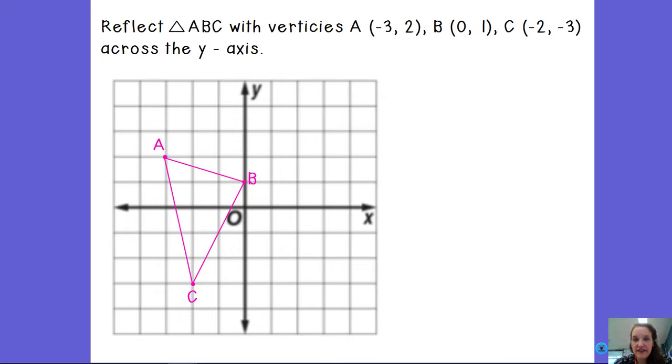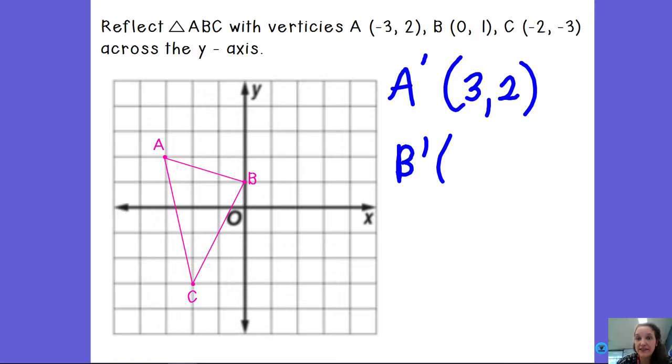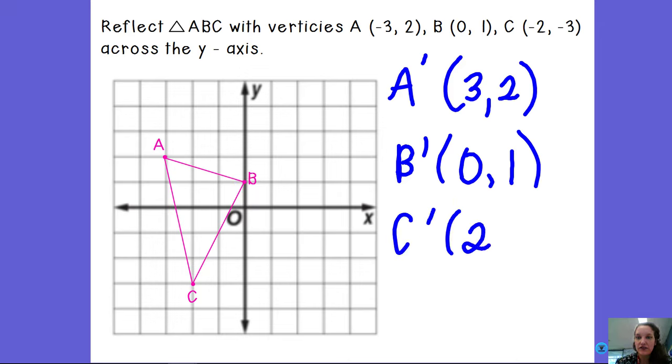To reflect this same triangle across the y-axis, I am just going to multiply the x coordinates by -1. So A prime is going to be +3, 2. B prime, well, 0 times -1 is still 0. So B isn't going to go anywhere because point B is on the y-axis. It can't be reflected across that axis because it's on the axis, so it's just going to stay in place. And then C prime reflected across the y-axis, its image will be positive 2, negative 3.